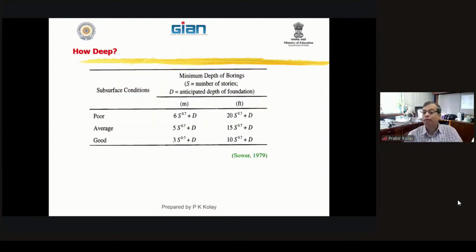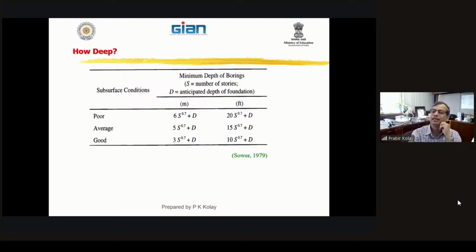And then how deep, it also depends on the surface conditions. So again, these are the equations. The second column is in meters, and the third column is in feet. If you know how many stories you are going to construct on a particular soil, and D is the anticipated depth of foundation, so basically at what depth you are going to place your foundations, you can easily calculate how deep the boring should go.